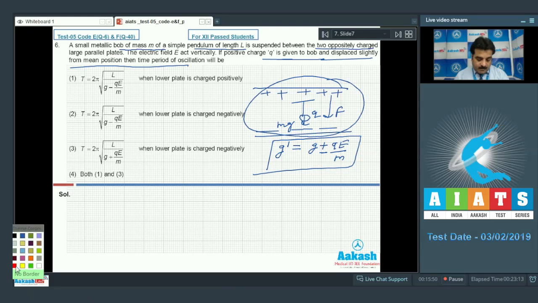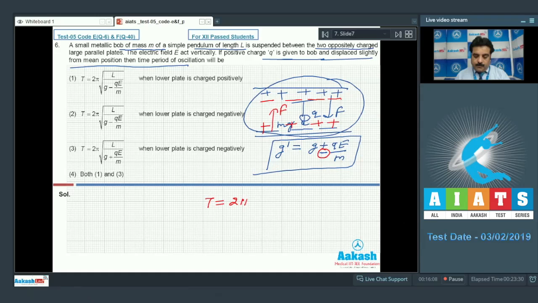But if I say the lower plate is positive and the upper plate is negative, then this electric force will act upward. So this time you will take the negative sign, and the time period is given by 2 pi root of length upon effective g. So maybe plus or maybe minus QE by m. It will depend on the situation of the electric field. So if I go to option number 1, lower plate is charged positively, then the minus sign will be here.